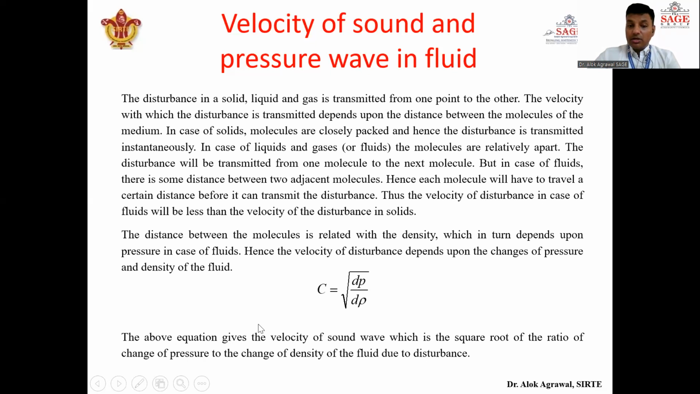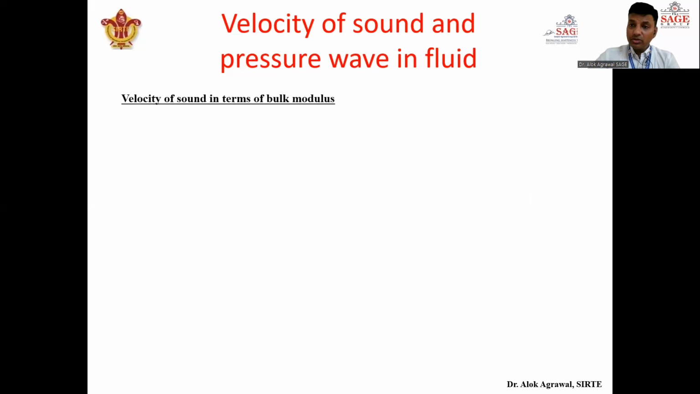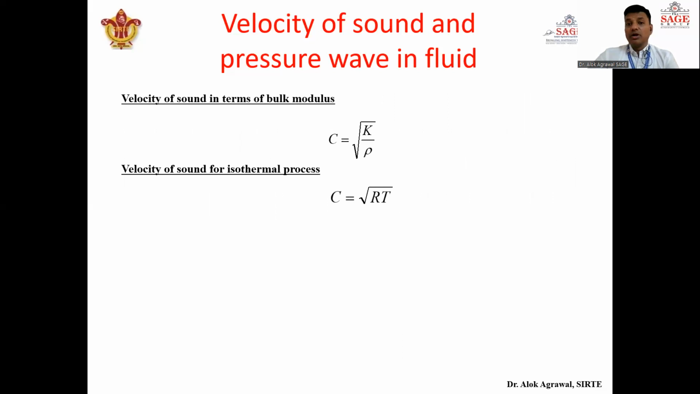Okay, and now there are various other formulas depending on other things. This formula can be written in different ways. If you want to represent it in terms of bulk modulus, then the velocity of sound is under root K by rho. In case of an isothermal process, suppose the process is isothermal and we have to know the velocity of sound in that process, then the formula is given by under root RT, whereas the velocity of sound for an adiabatic process is given by under root kRT.